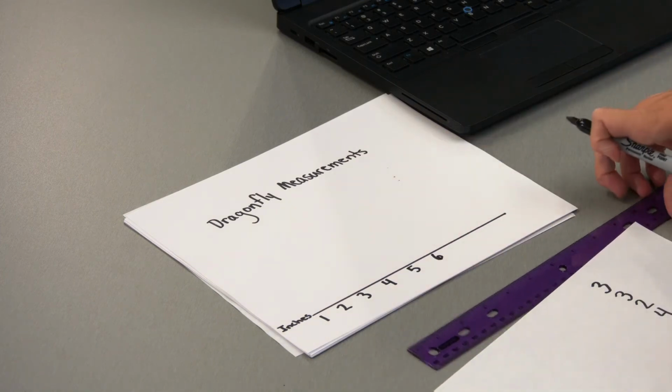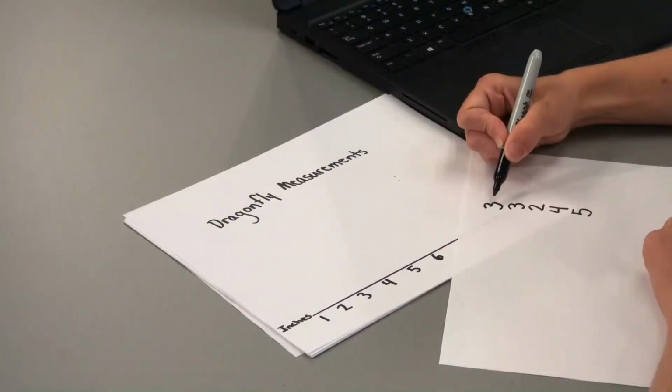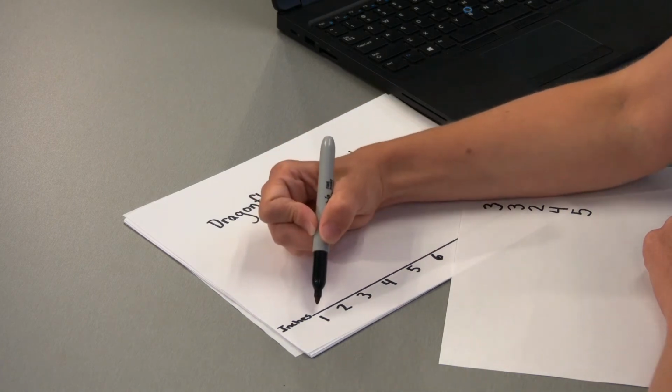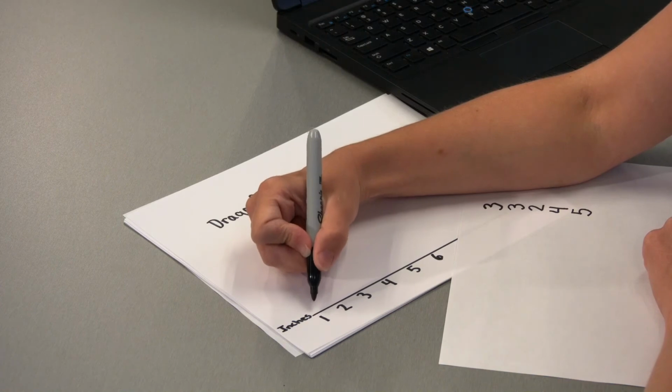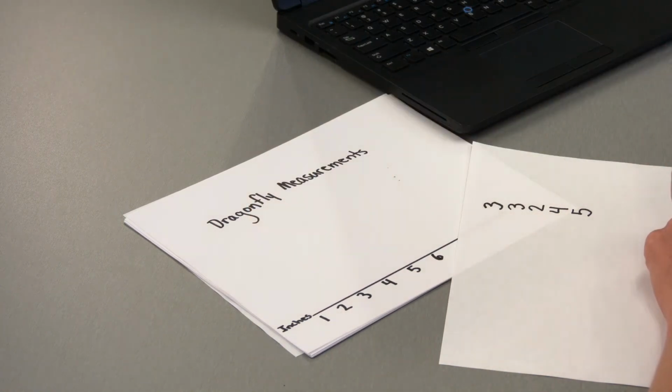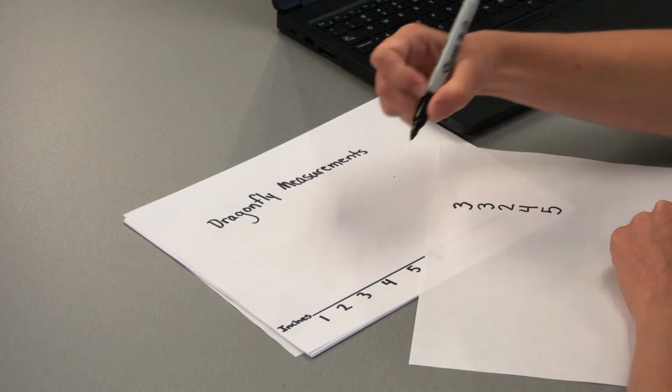Now let's go ahead and plot our data. So when I look, I can see that I do not have any dragonflies that are 1 inch long. Do I have any dragonflies that are 2 inches long? You're right, I have one dragonfly that is 2 inches long.